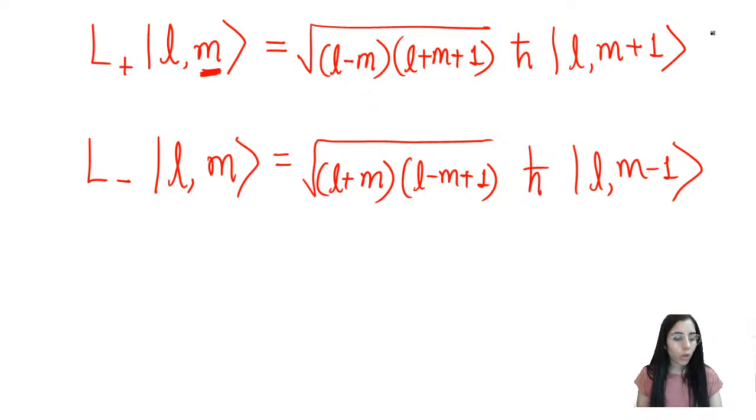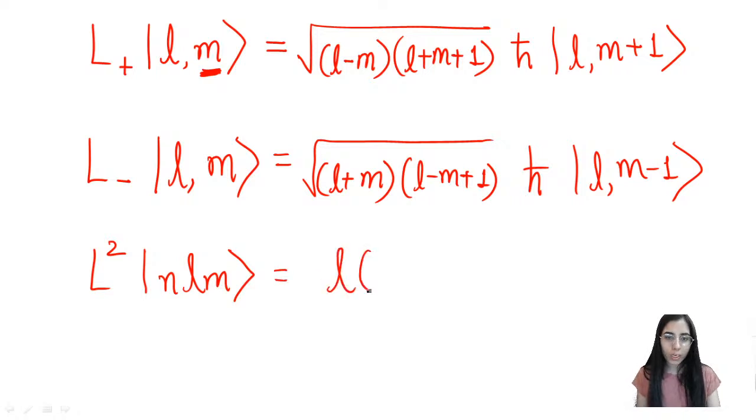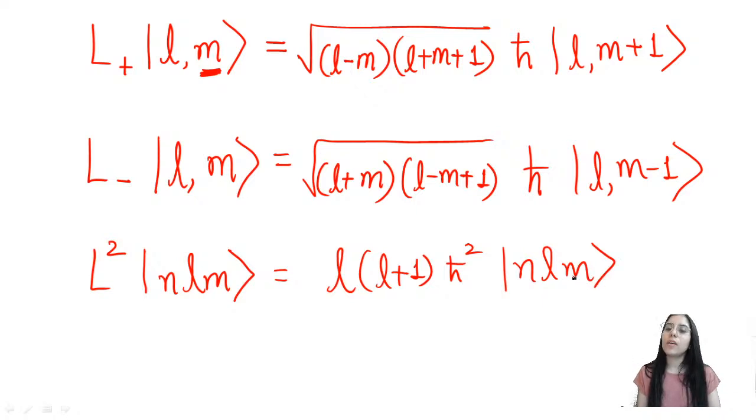If we are going to talk about the operator L square, and when you are operating it on a state that has the values n, L and m, clear? In that case, the eigenvalue corresponding to this will be L into L plus 1, h square, and the state remains the same because it's not a raising or lowering operator. So it will not change the state, nor the values of n, L or m. None of the values will get changed.